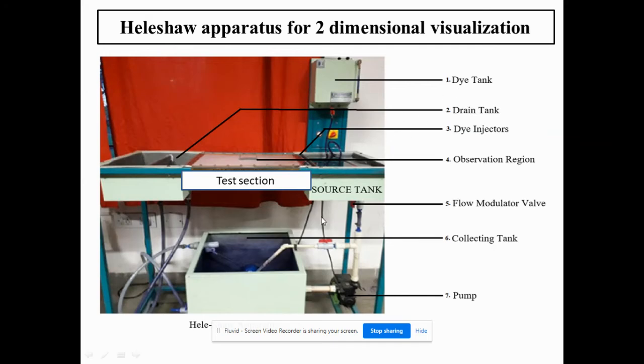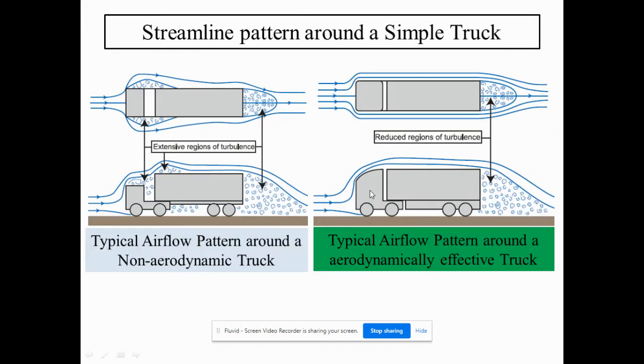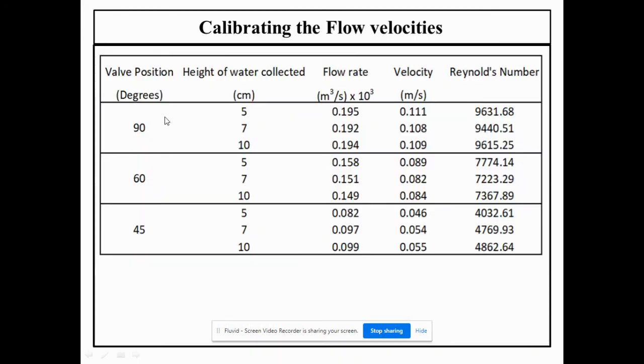And for calibrating the flow velocities, we have procedures like operating with two valves, as we discussed. Two valves are here. Operating with these two valves, we can control the flow. By controlling this flow, we can get a flow rate of 0.195, 0.15 and 0.08 meter cube per second, and velocity is about 0.1, 0.08, 0.04 meter per second, and equal Reynolds number is found.